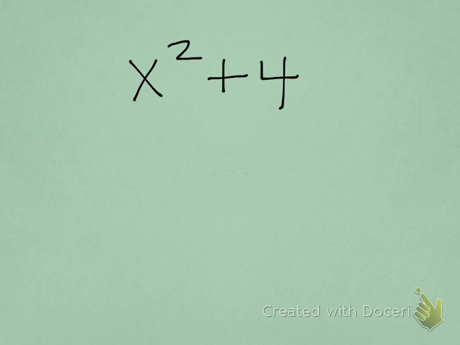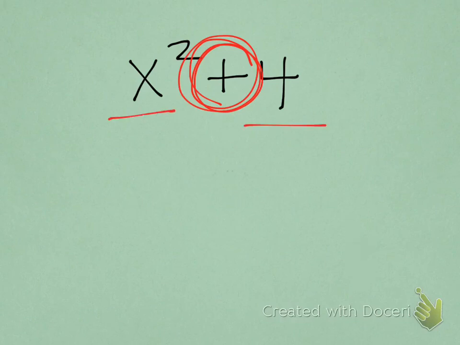Does this factor? No, it does not. And I'll tell you why. Right here. For the difference of two squares, you not only need the first and second term to be perfect squares, which they are, but you also need there to be a difference. So it has to be a subtraction sign.